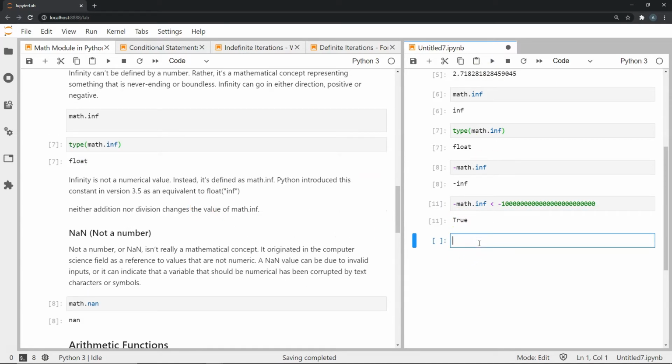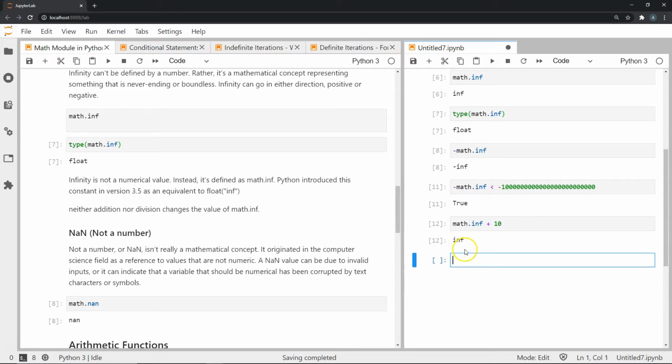Let's add something to this. It's a number, so we should be able to do arithmetic on this. Let's actually see what happens when I add, say, 10 to positive infinity. It actually gives us the same value back, infinity, because intuitively we know that infinity plus anything is still going to be infinity. And this is exactly what Python does for us. Even if we add a number to this math.inf, or the infinity constant in Python, it will still give us the same value, the same data type of INF or infinity.